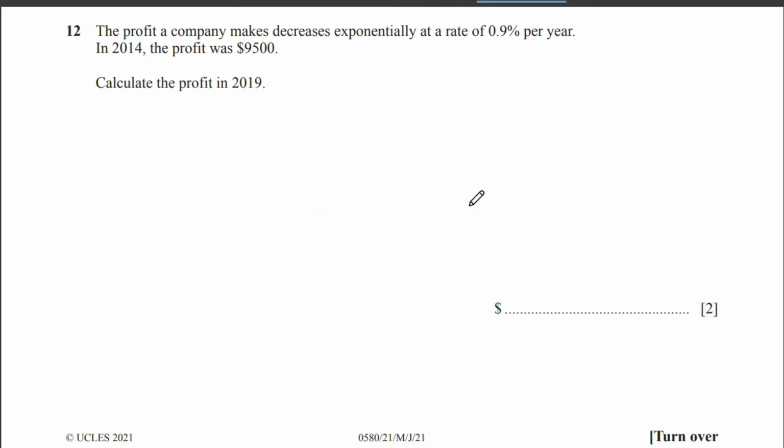Now next question. The profit a company makes decreases exponentially at a rate of 0.9% per year. In 2014, the profit was $9,500. Calculate the profit in 2019. This means we have to use the compound formula. So writing the compound formula, A equals P(1 + R/100)^T. This is for compound interest. The amount, we have to find that amount.